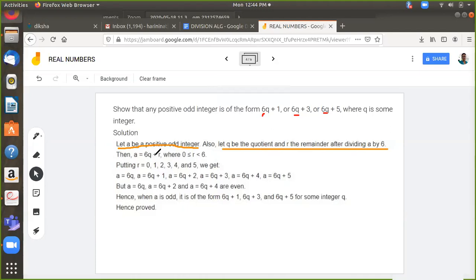a equals 6q plus r, because 6 is the divisor, a is the dividend, and q and r are the quotient and remainder. This is how I started with my assumption.